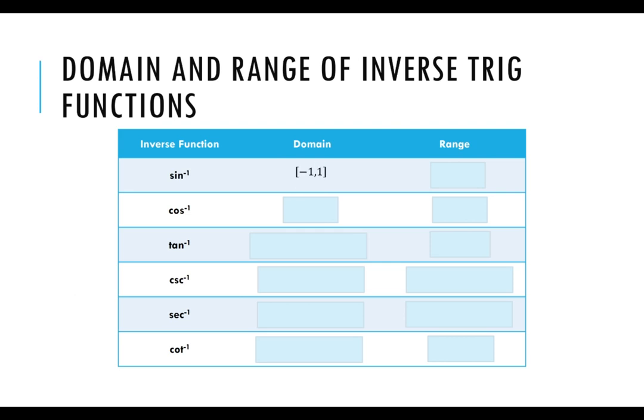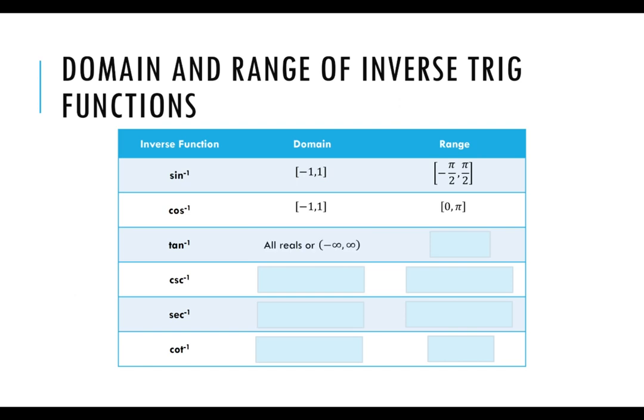So the domain of sine inverse is going to be from negative 1 to 1, inclusive, including the endpoints. Our range, remember, that's going to be quadrant 1 and quadrant 4, from negative pi halves to pi halves. Then cosine inverse, same domain, from negative 1 to 1, inclusive. But our range here is from quadrant 1 to quadrant 2, so that's going to be from 0 to pi, inclusive. Tangent inverse has a domain of all real numbers.